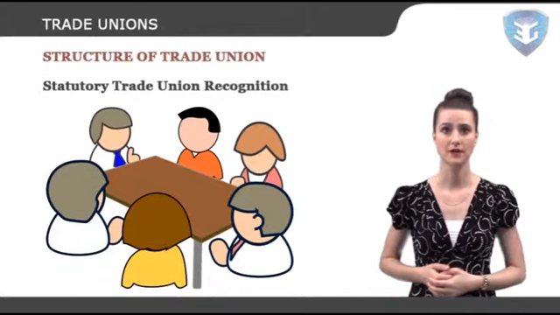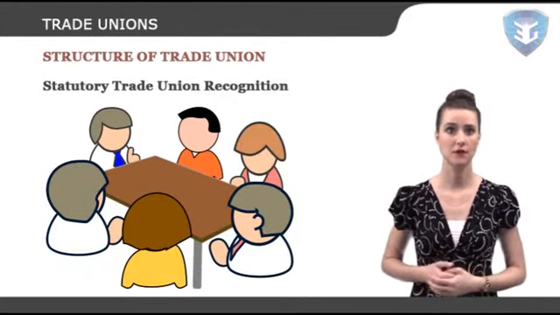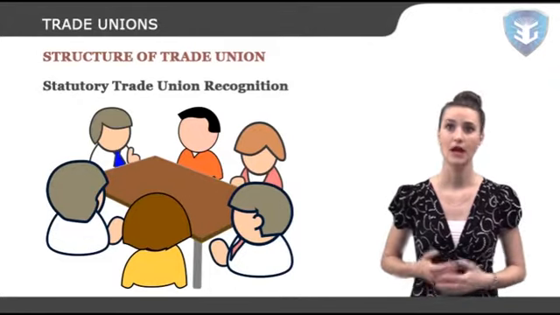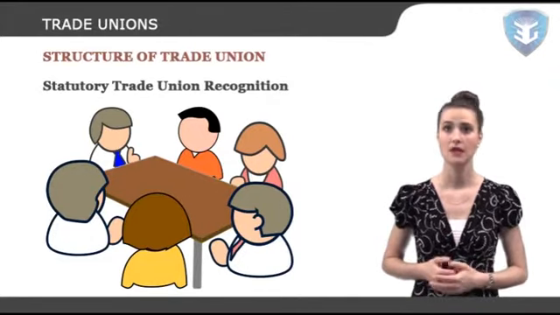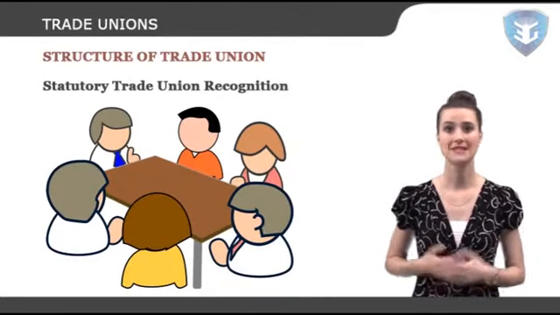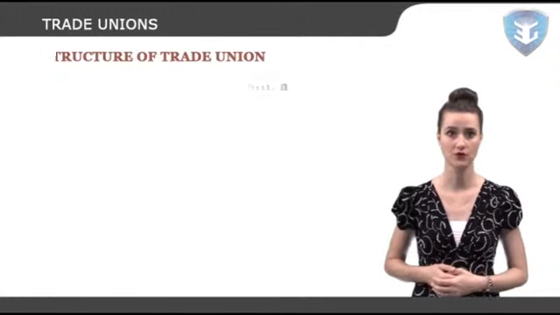Statutory trade union recognition. If an employer and trade union find that they are unable to come to a voluntary recognition agreement, a trade union can make an application for statutory recognition. This only applies where the employer, together with any associated employers, employs 21 or more workers.